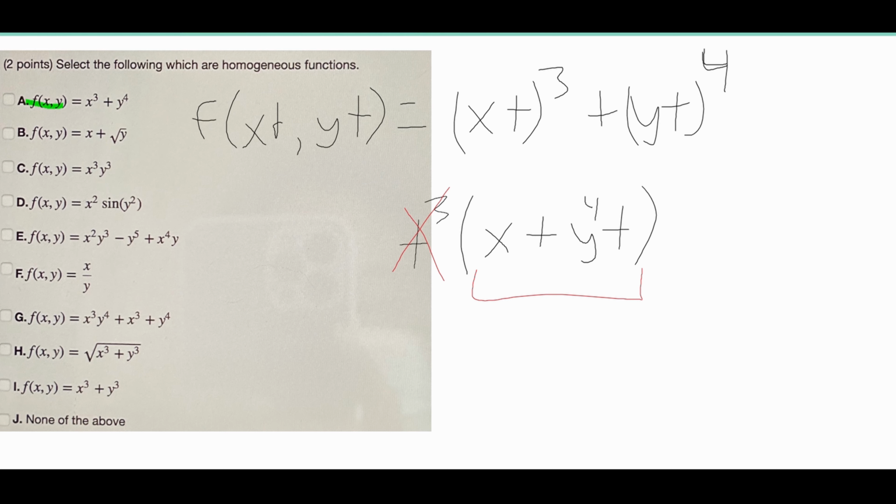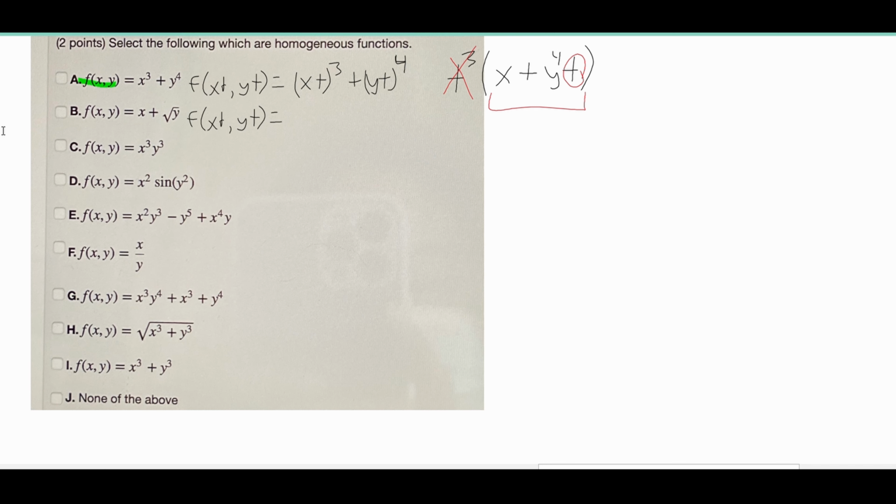For b, if we modify our f side to include a t, we can rewrite our equation to be x of t plus the square root of yt. We can see that we also cannot factor out a t out of this because our t is inside of our square root. So this is also not a homogeneous function.